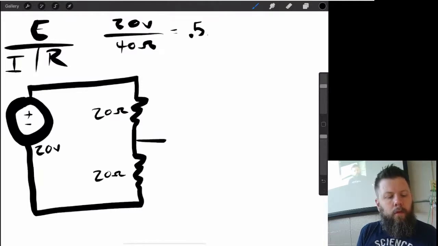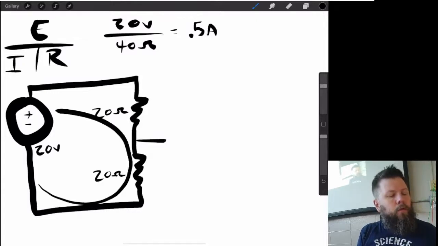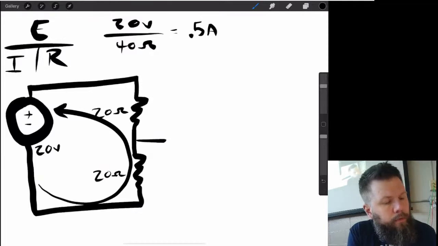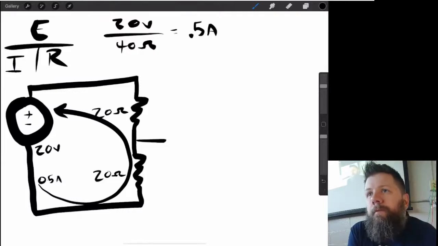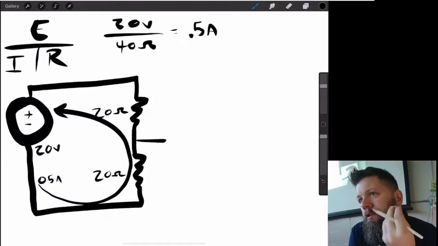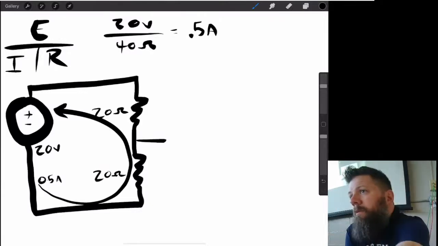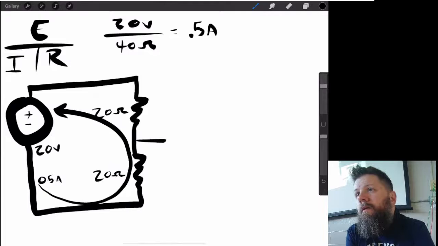Yes. So we've got half an amp going through there. All right. So we'll denote the amperage by a little arrow swooping from the negative to the positive, and we'll put half an amp. Now here's a magical thing. That same half amp is going through both those resistors. We can find what the voltage drop across each resistor is by what? It's a voltage, so we multiply resistance times current, right?